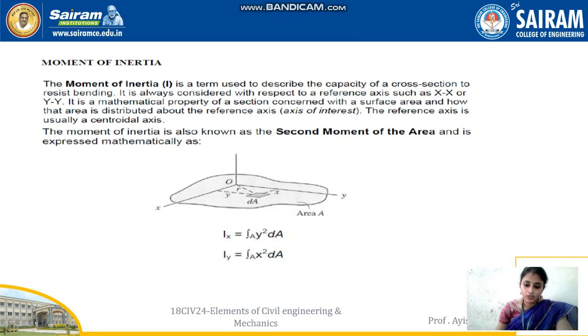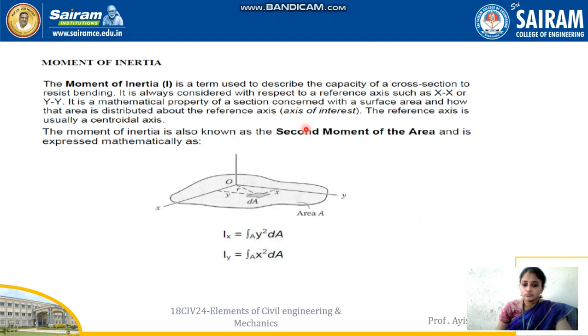Hi everyone. Today I am going to explain moment of inertia. So what does moment of inertia mean? It is the multiplication of area into distance square. It is also called the second moment of area, because we already know that moment is force into distance. But if you do force into distance square, it is called moment of inertia.